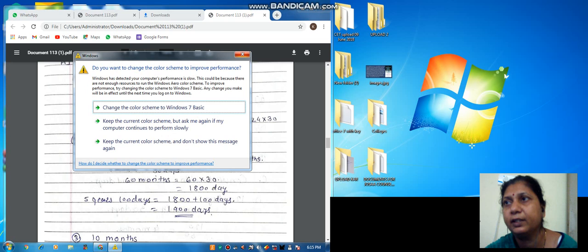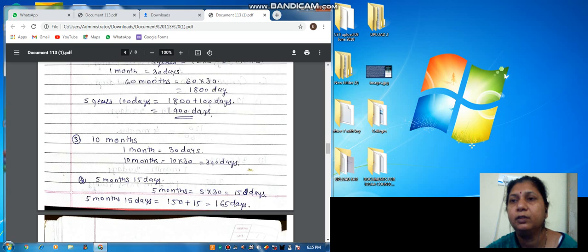Okay, next, now 10 months. Now 1 month is equal to how many days? Right, 30 days. So 10 months is equal to 10 multiplied by 30, that is 300 days. Okay, next, 5 months 15 days. So 5 months is equal to 5 multiplied by 30, as 1 month is equal to 30 days, right? So 5 multiplied by 30 we get 150 days. Then 5 months 15 days is equal to 150 plus 15, we get 165 days.